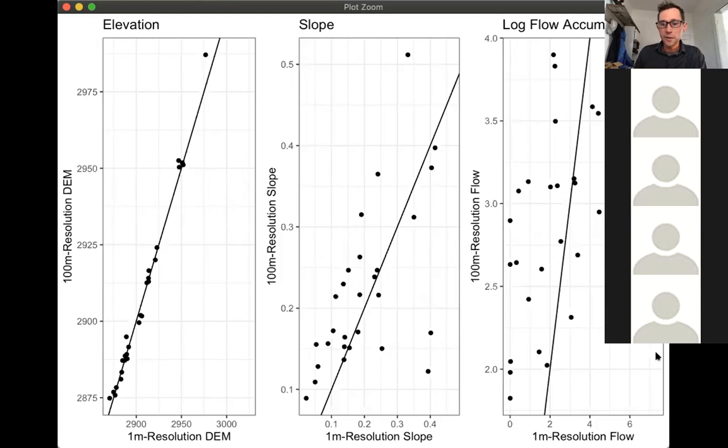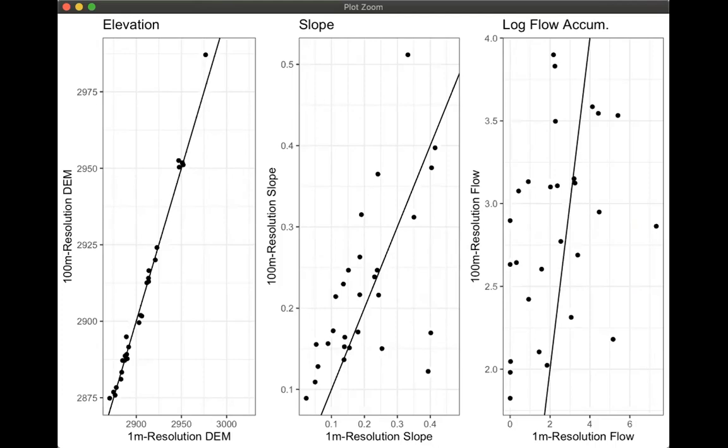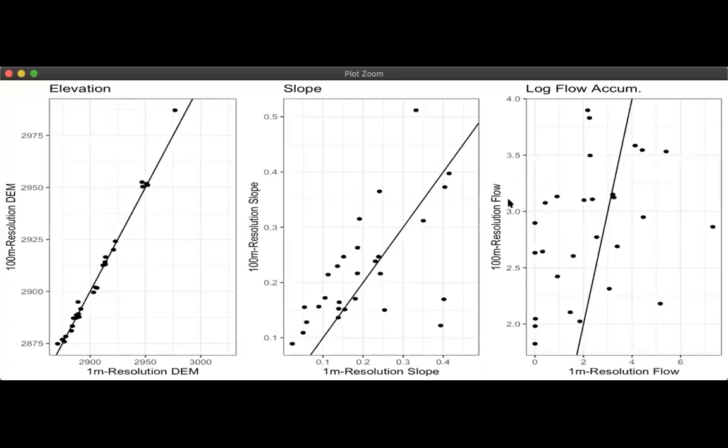All right. So for 3 of those maps, what I've done is just compare the 1 meter resolution data to the 100 meter resolution data. And we've done that for elevation, we've done that for slope, and we've done that for log of flow accumulation. And I think this is actually really fascinating. So if I were to take the measurements from a 1 meter resolution digital elevation map and a 100 meter resolution digital elevation map, they are really, really close to each other. Their correlation coefficient is more than 99%.